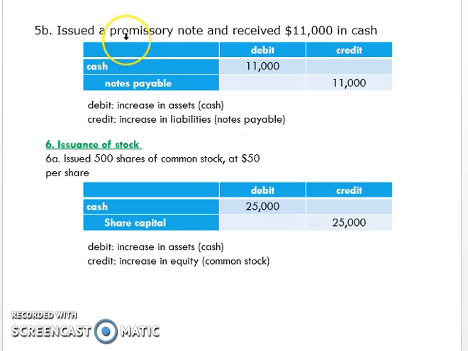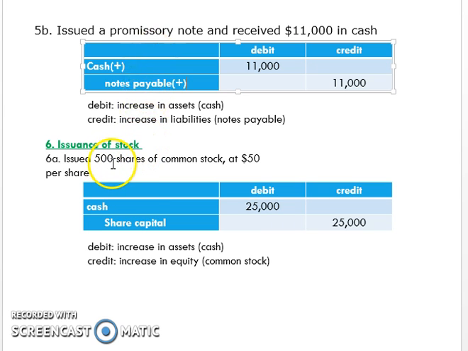Also in this transaction, we issued a promissory note and received $11,000 in cash. In this transaction, we received cash. Cash has a positive balance. We need to write on the debit side. Also, our liability account increases, so we need to write on the credit side. A promissory note is also called notes payable. It means you receive a loan by signing a note or a bond like papers.